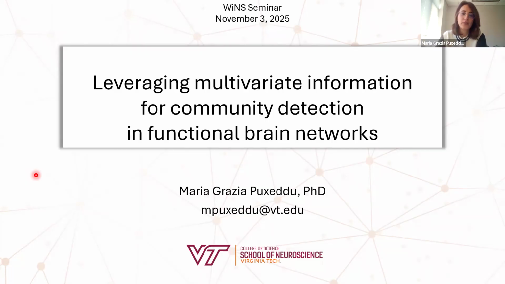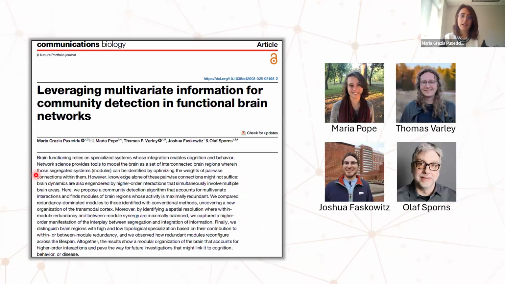So yes, today I'm going to talk about my latest work, which has the title Leveraging Multivariate Information for Community Detection in Functional Brain Networks. And before I really start, this is the paper. It was a collaborative effort with my previous co-workers at IU when I was a postdoc. It was teamwork with Maria Pope, who is now at the University of Chicago, Thomas Bartley, who is now at the University of Vermont, Joshua Faskowitz at NIH, and my ex-advisor, Olaf Sporns, who still is at IU.